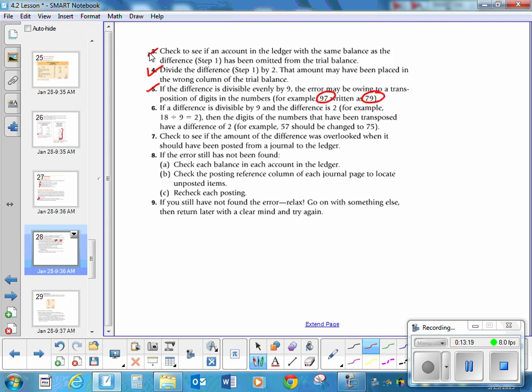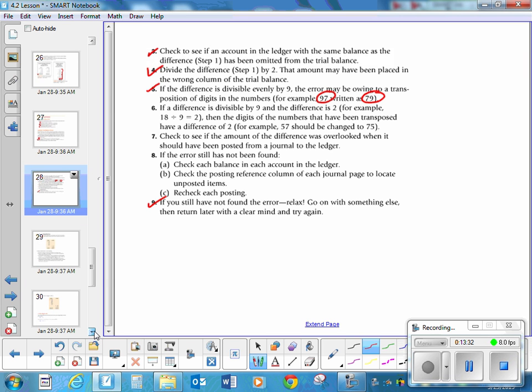Okay, and then everything else is pretty simple, and sometimes you just have to go back and re-look. And if you still haven't found your error, relax, go on with something else, return back later with a clear mind, and I bet you'll find it no problem. And because I'm the teacher, you can always feel free to email me and I can give you some hints as to where you maybe have missed something.